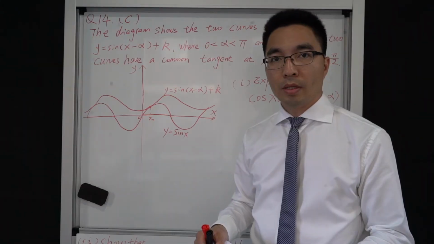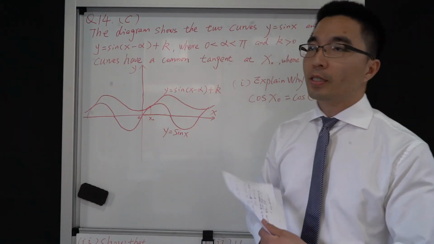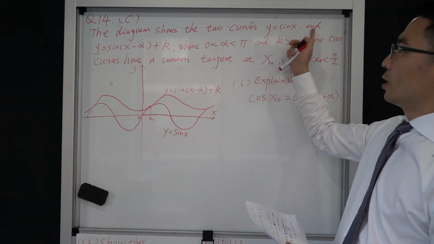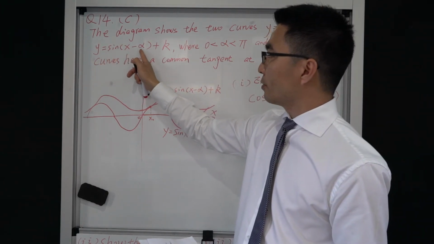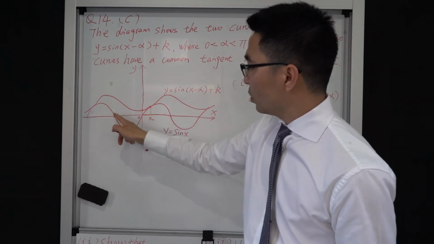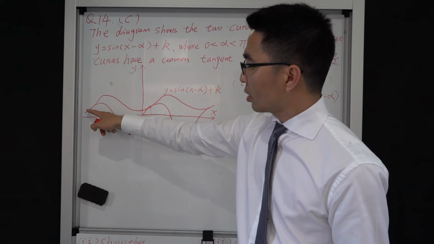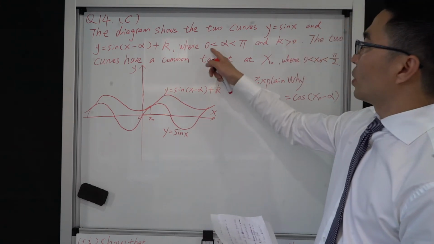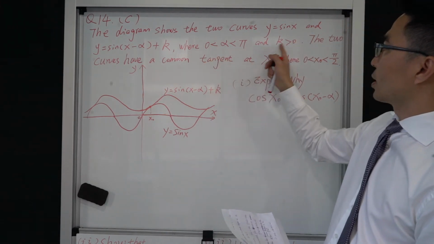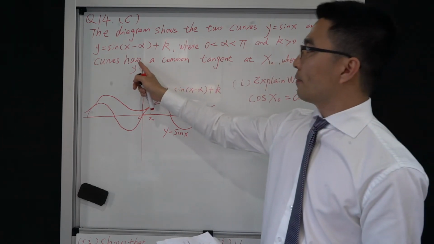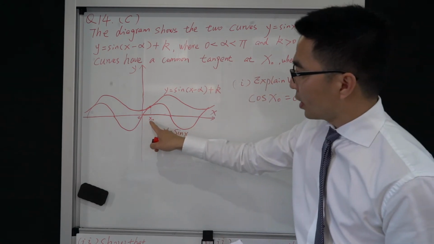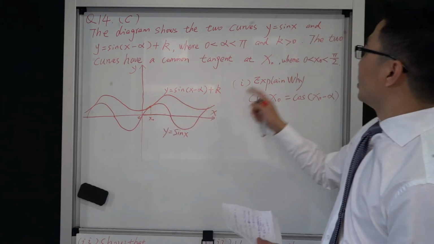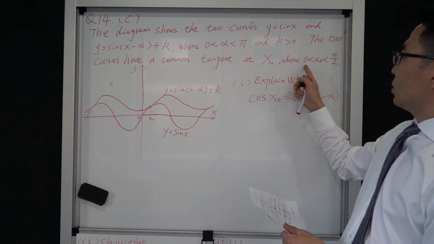Okay, let's go to part C in question 14. The diagram shows two curves. One curve is y equals sine x, and the other is y equals sine of (x minus alpha) plus k. The curve on the top is y equals sine of (x minus alpha) plus k, where alpha is between 0 and pi, and k is greater than 0. The two curves have one common tangent at x0, and x0 is in the range of 0 to half pi.